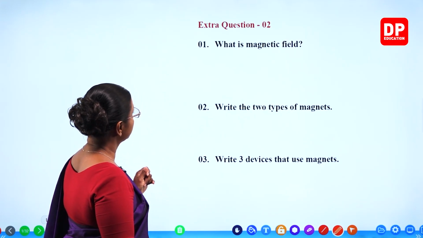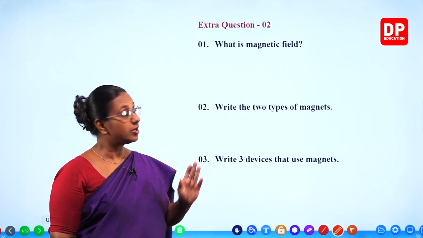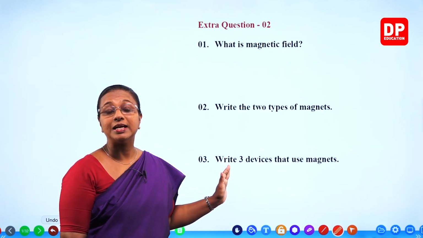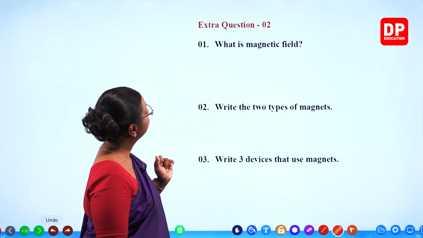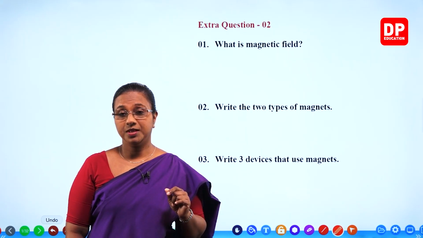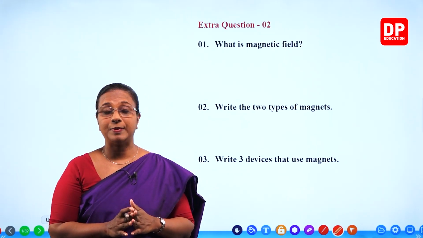Extra question 2. Here of course you need to write the answers. I'm sure you will answer the questions first by yourself and then compare your answers with my discussion. So then the first question. What is magnetic field? Now you all know there are magnets, both permanent magnets and electromagnets.